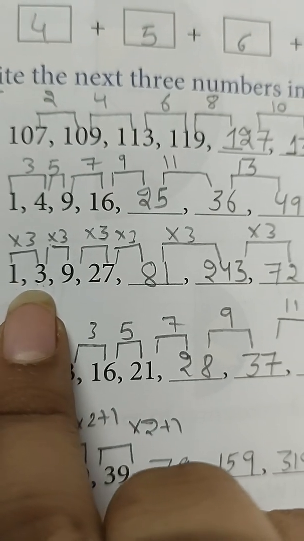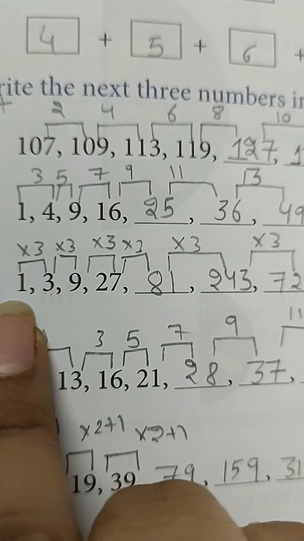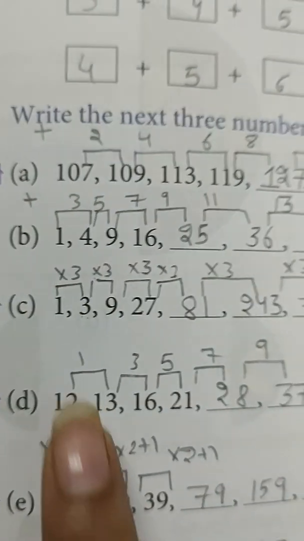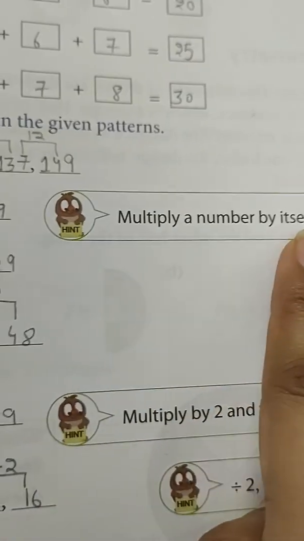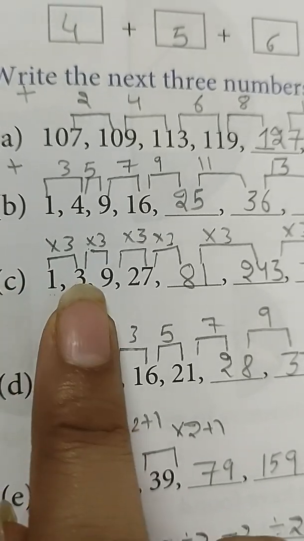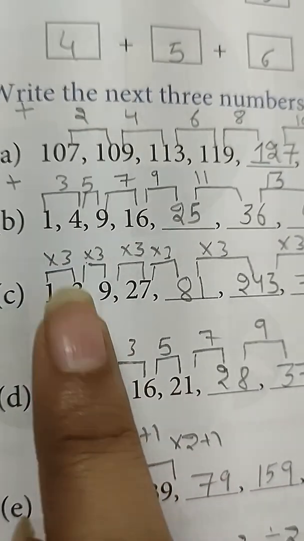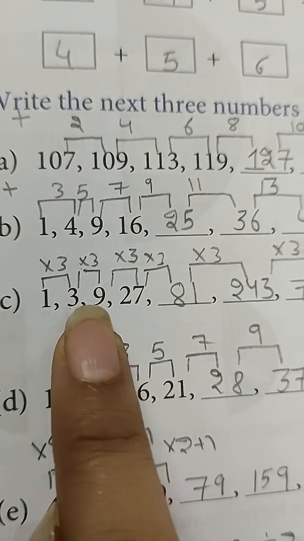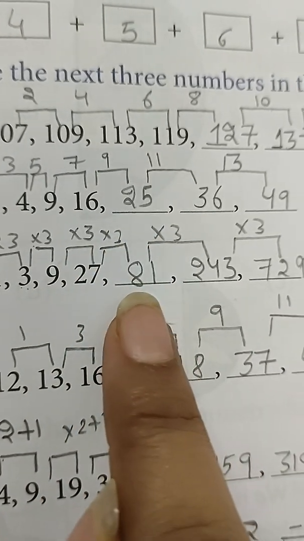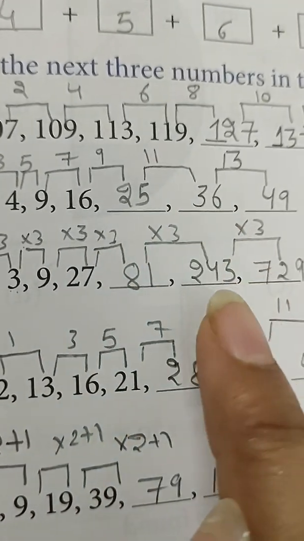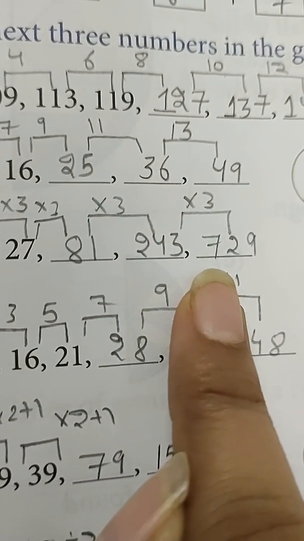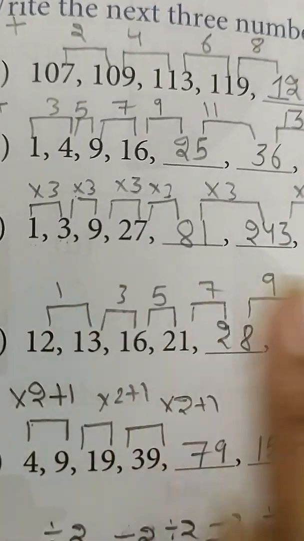Now let us come to this one. As you can see, 1, 3, 9. So what are you going to do? 1 plus something is 3, but 3 plus something to get 9 is quite difficult. So let us multiply, because here it is given to multiply a number by itself. When you multiply 1 with 1, you get 1. Then 1 with 3, you get 3. Then 3 multiplied by 3 is 9. Then 9 multiplied by 3 is 27. 27 multiplied by 3 is 81. 81 multiplied by 3 is 243. 243 multiplied by 3 is 729. So you have to multiply by 3 to get the answer.